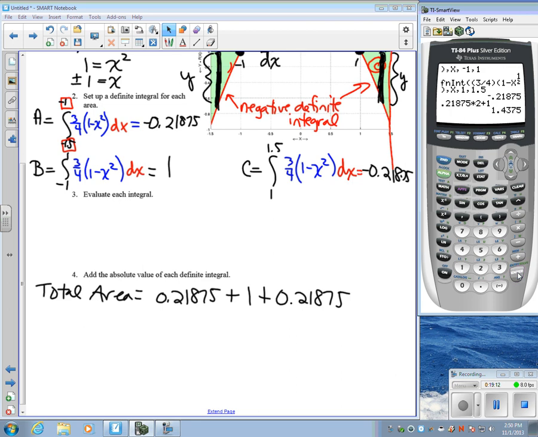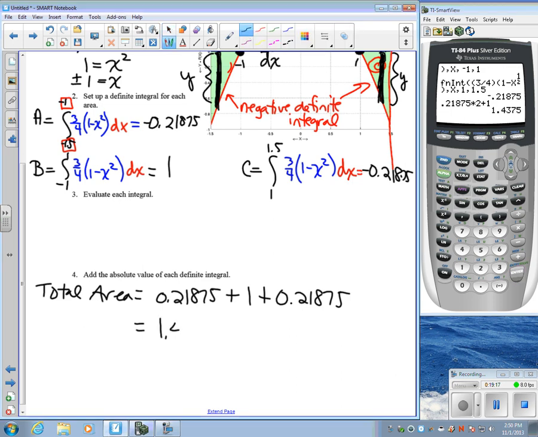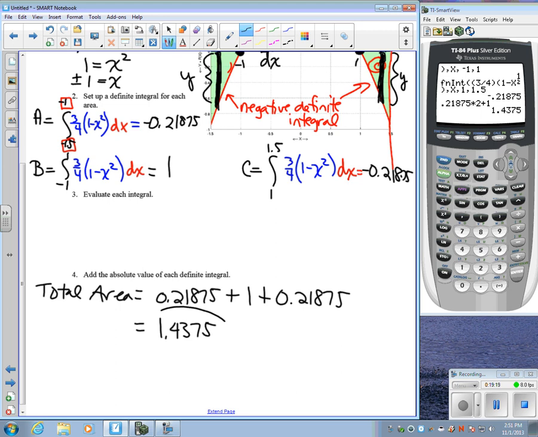And when I add that up, I get 1.4375 as my total area. Please, if you have any questions, write them down on your paper.